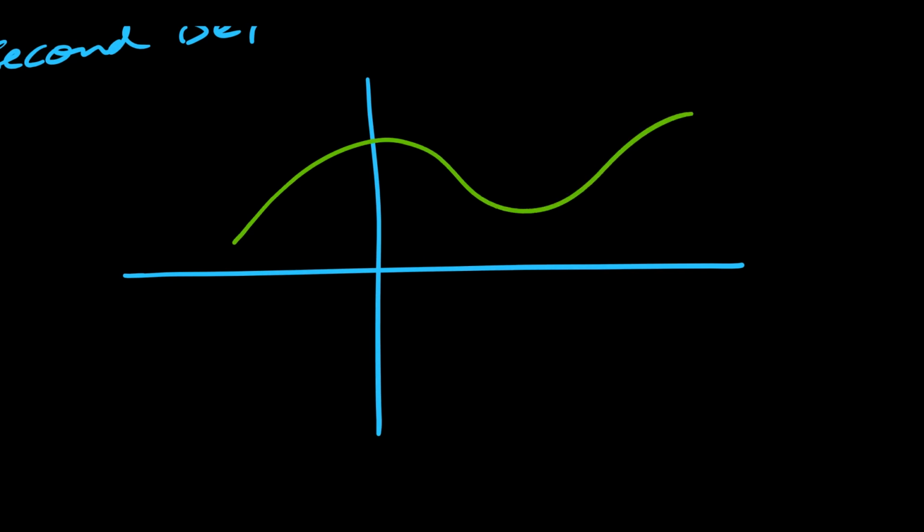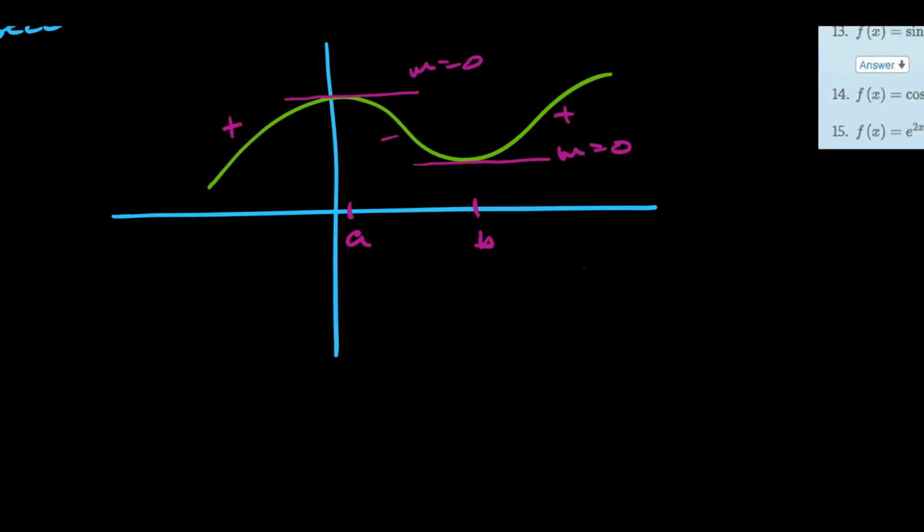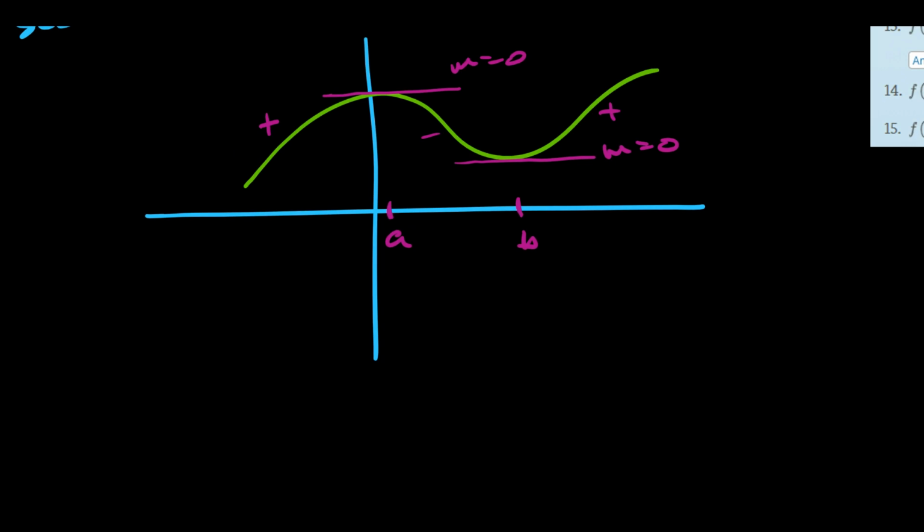If you look, the slope of the graph is 0, maybe right there, and then it's 0, maybe right there. So let's call that A and then that B. The slope of the graph is 0, so m is 0 there, and m is 0 here. Now before A, the slope is positive, and after A, the slope is negative, and then after B, the slope is positive. So around A and B, if you look at this on a number line, the slope is positive and then negative and then positive.